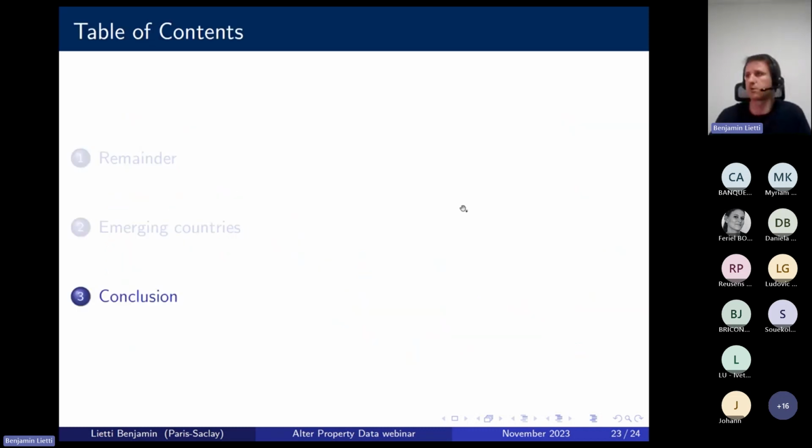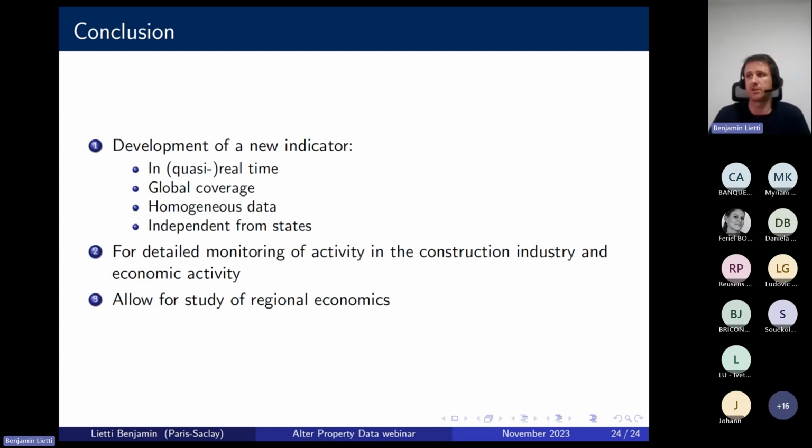So to conclude, we developed a new indicator in quasi-real time with a global coverage of homogeneous data independent from the state. So we can apply this methodology to any country to study the different events that occur. And it allows for a detailed monitoring of activity in the construction industry and in the economic activity more broadly, as you have seen.